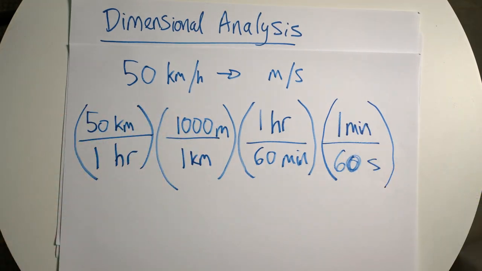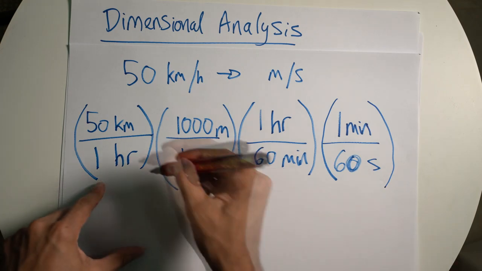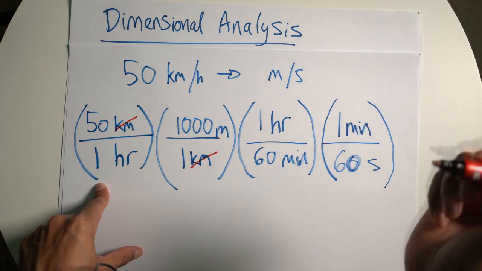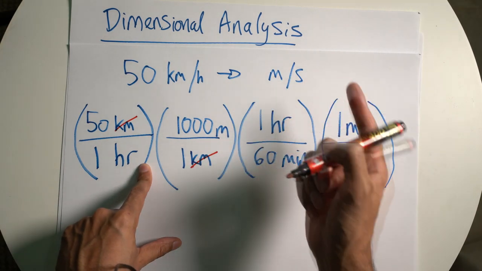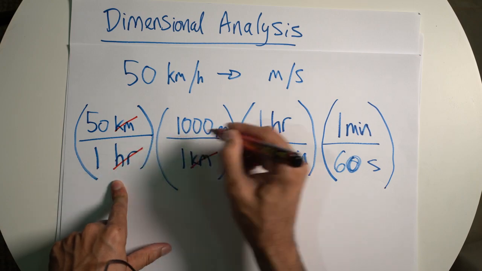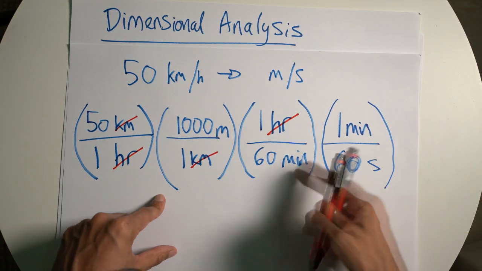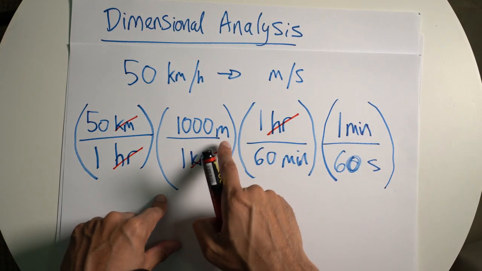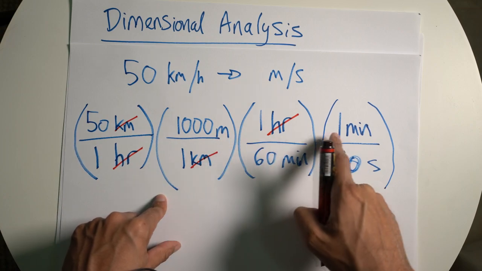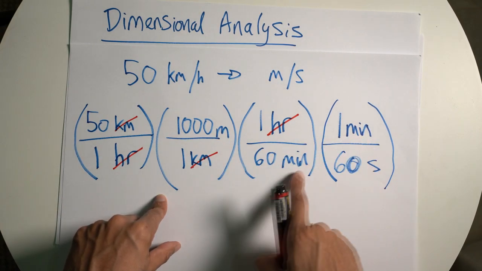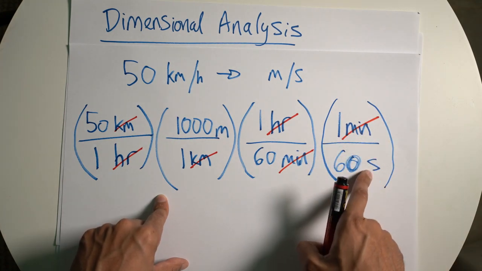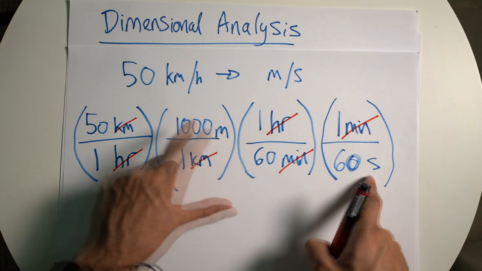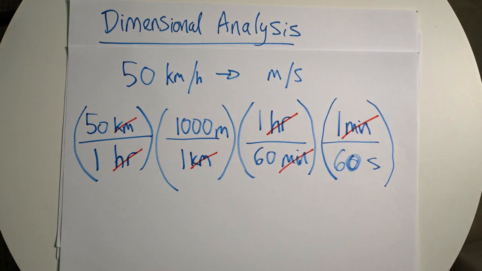Now, if you have a look, we've got seconds at the bottom, that's where we want it. We've got meters at the top. Let's start cancelling out the bits that we don't want. Kilometers can go, we don't want that. Meters, that's a good one, we want that one. Hours can go, we don't want that. Okay, we've got minutes here. So far we've got meters, minutes divided by minutes. Well, that cancels that out. And we're left with meters and seconds. That's exactly what we want.